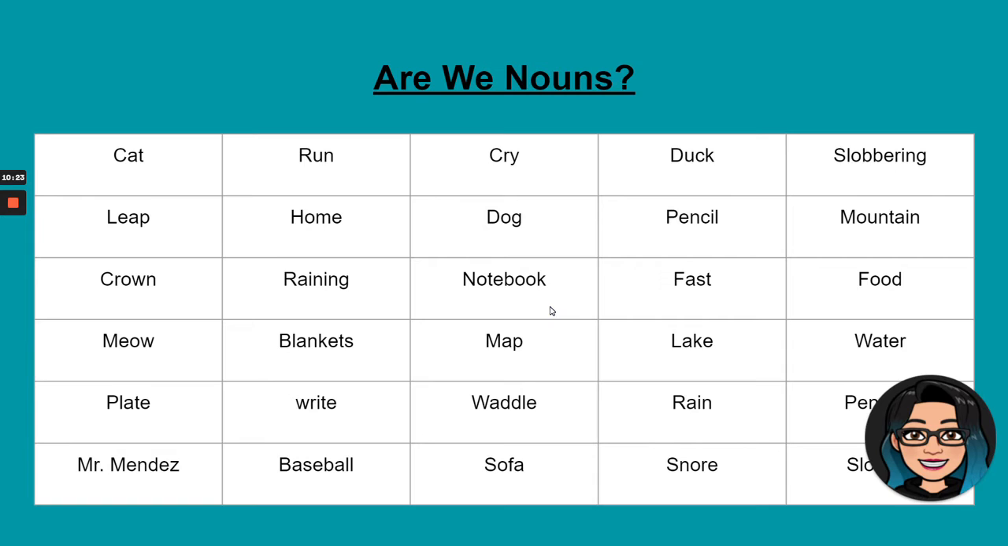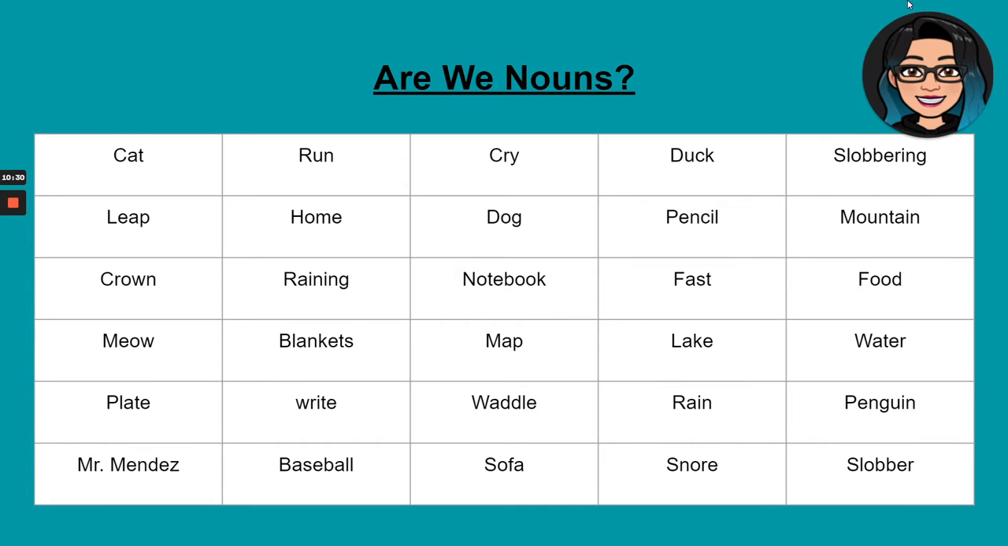Okay. So here we have a table with multiple words. And on this table, I want each person, as we go over, to decide whether that word is a noun or not. So the first word is cat. Is cat a person, a place, a thing, or any of the other things that I mentioned earlier? If it is, highlight it, circle it, do whatever you need to do so you know that it is a noun. Word number 2, leap.